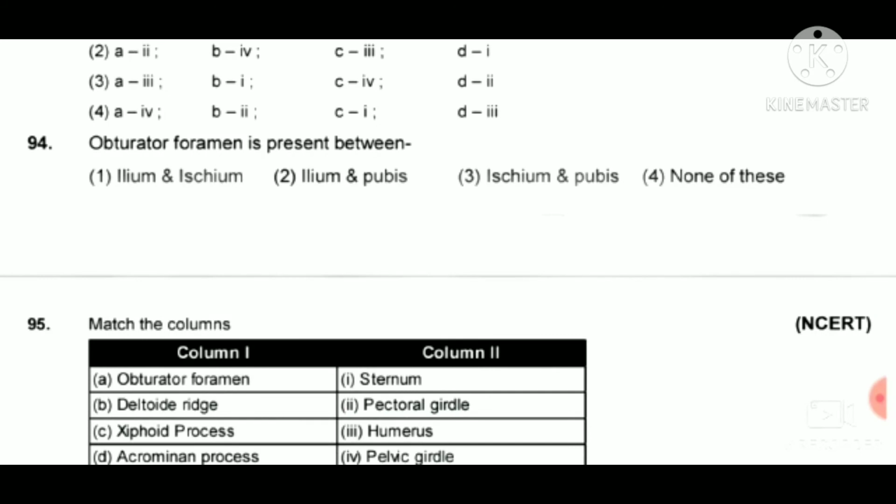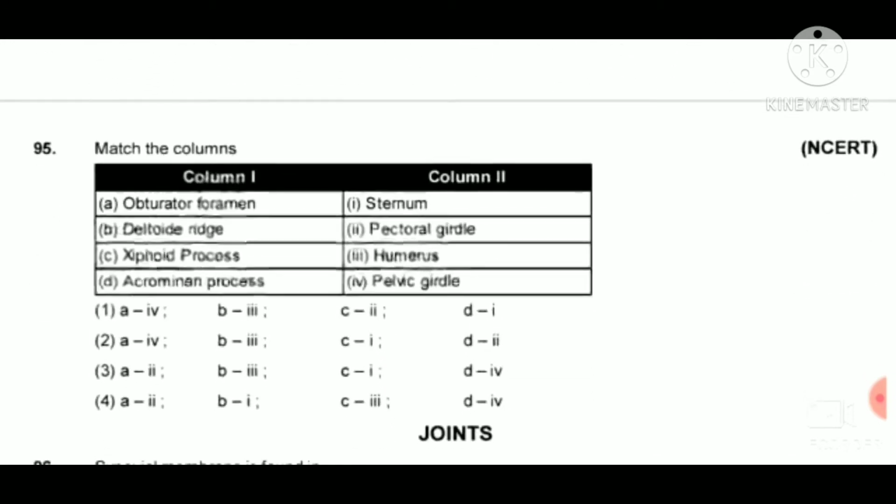Obturator foramen is present between number 1 ilium and ischium, number 2 ilium and pubis, number 3 ischium and pubis, number 4 none of these. Foramen, it is largest opening which is created by the ischium and pubis bone of the pelvis, so the answer is option number 3 ischium and pubis. Next is question number 95.